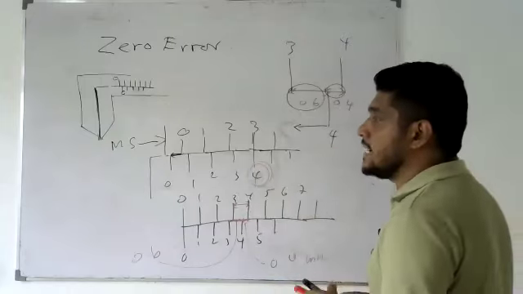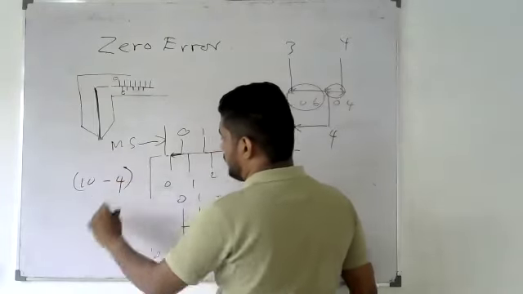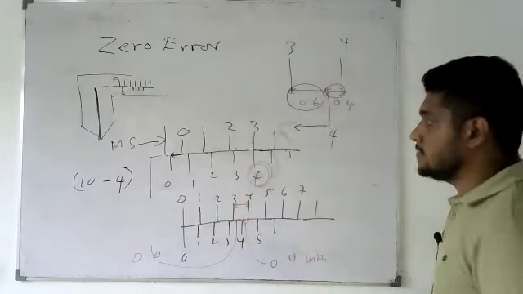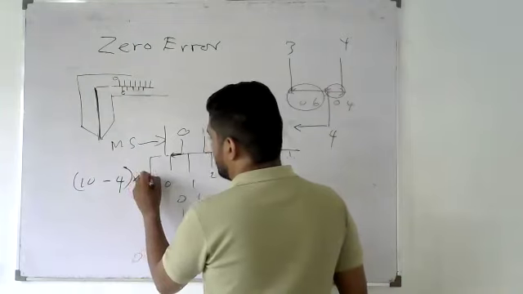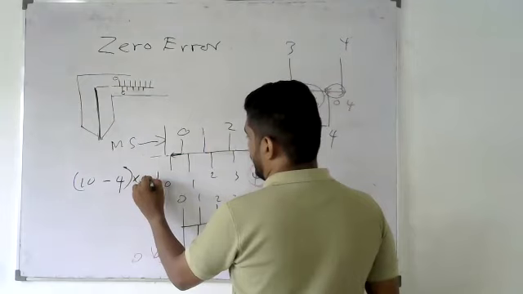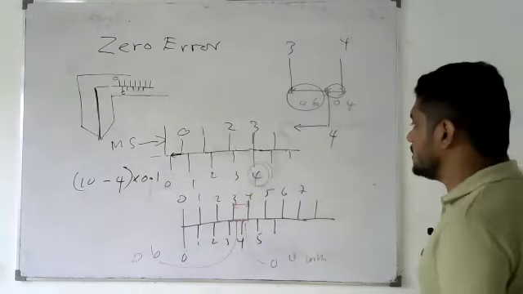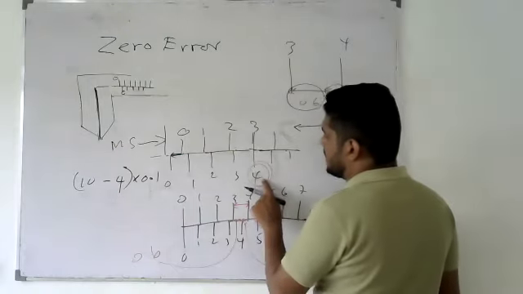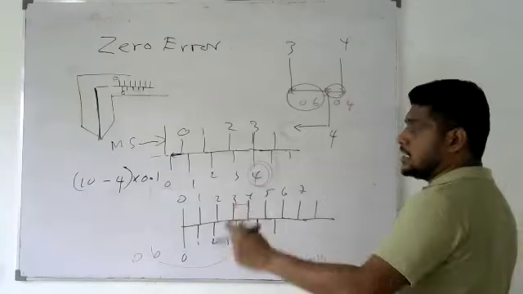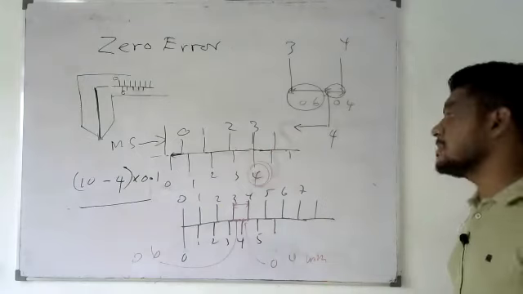You have to subtract 4 from the total number of vernier segments and then multiply with the least count. So when the zero error is negative, you cannot simply take the coincided division directly. You have to subtract it from the total number.